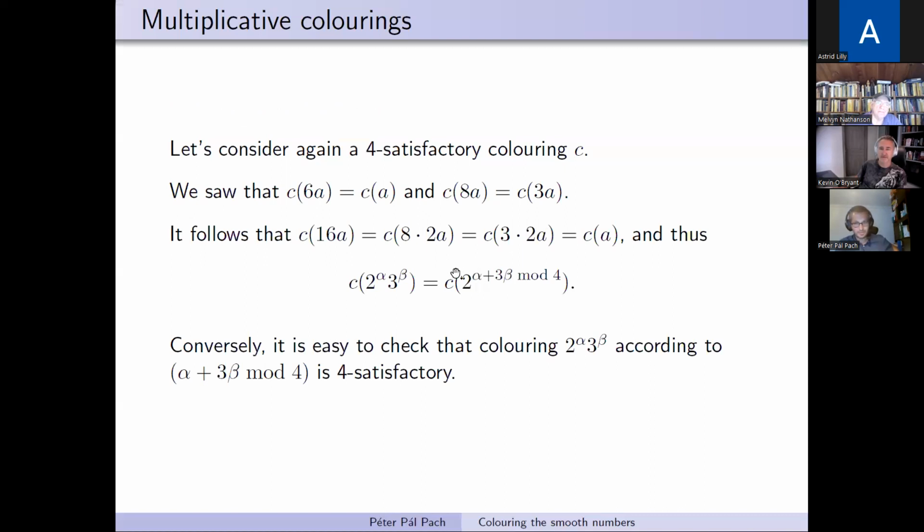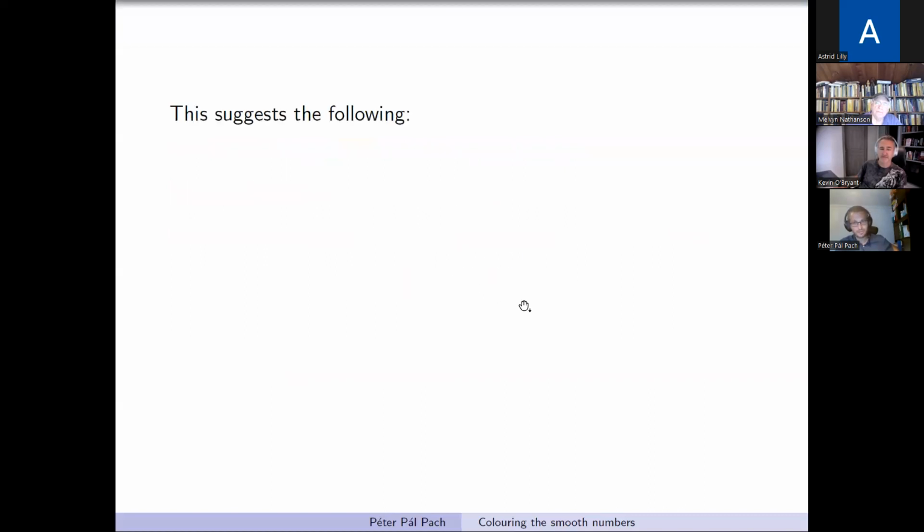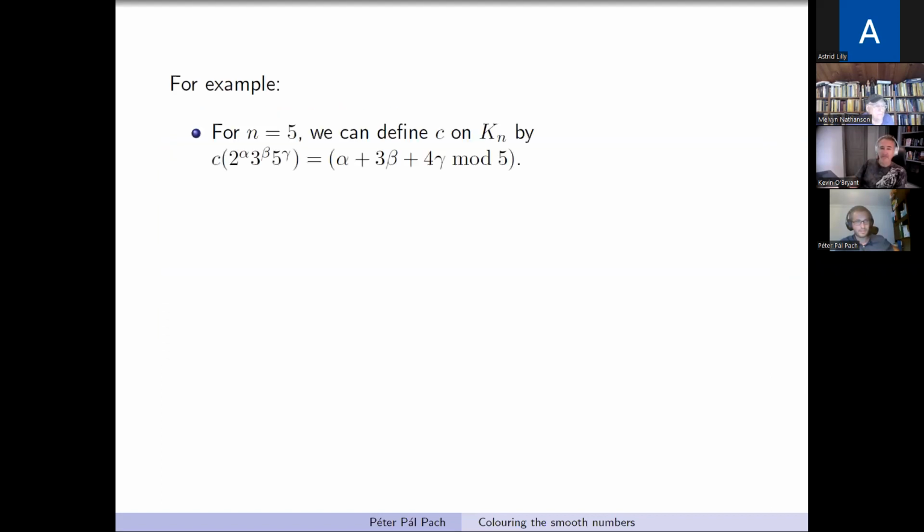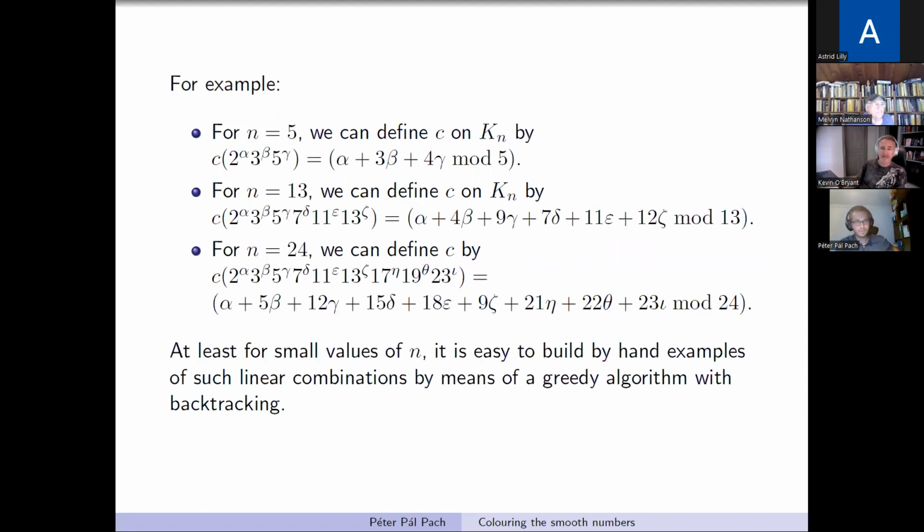And instead of this linear form alpha plus 3 beta, we can try to generalize this. So we take the primes up to n, we choose some coefficients, and if this mapping happens to be injective on the set of the first n positive integers, then it is easy to see that there is a satisfactory coloring. And if n is relatively small, then there are a lot of prime numbers up to n, which is helpful in this case, and one can easily find suitable coefficients.